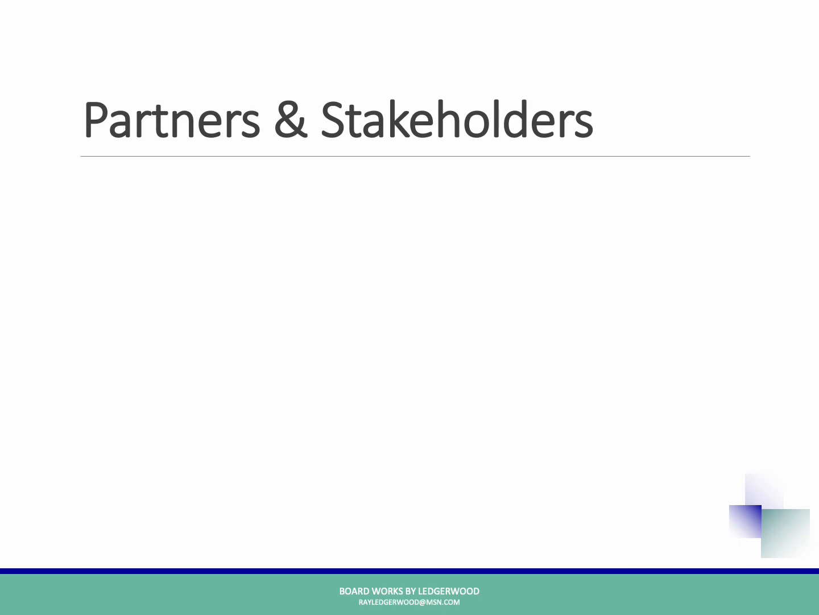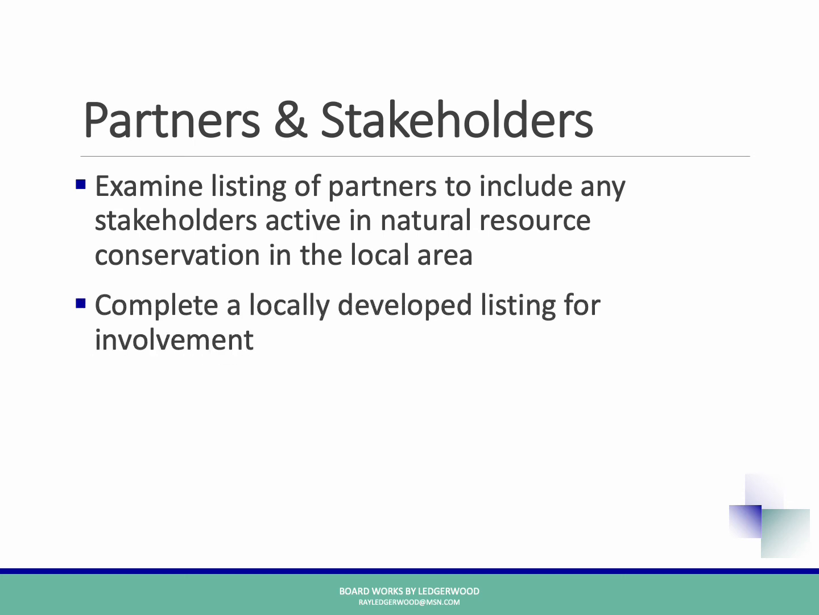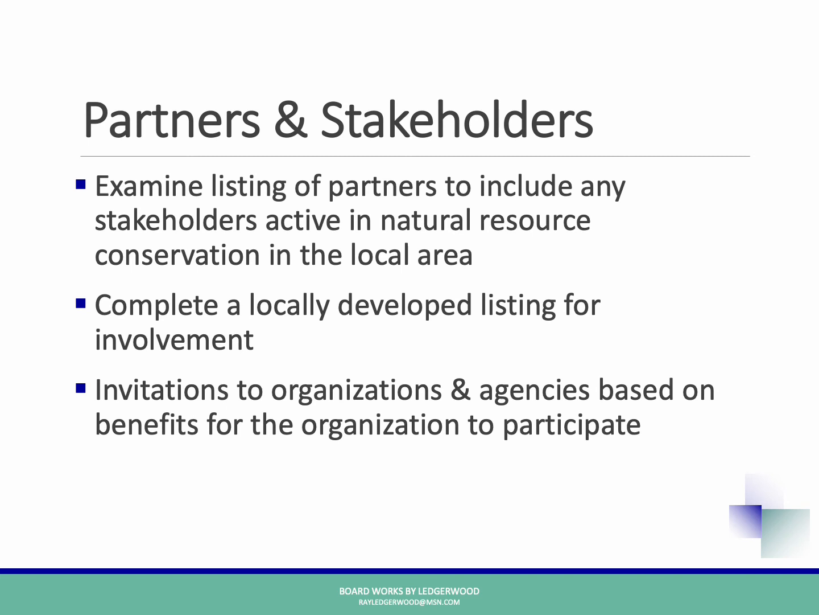Another activity in identifying partners and stakeholders would be to really examine that listing of partners that you've been working with to include any other stakeholders active in a natural resource conservation arena in your local area. And very important for us to complete a locally developed listing for the involvement that we want in our local work groups. This should be a locally generated, locally led kind of activity of who we want to involve in our local work group. And then, to complete that exercise, you would send invitations to organizations and agencies based on the benefits for their organization to participate in local work group events and activities.